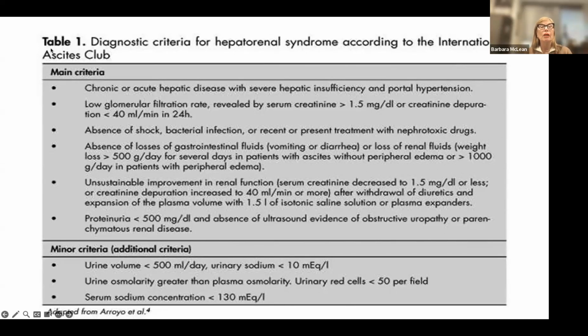But of course, very first, chronic or acute liver disease with severe hepatic insufficiency, and that most important point, portal hypertension. Now, that's associated with this secondary renal dysfunction with a very low GFR. You get that back on your chemistry, and a serum creatinine that is significantly elevated. And this is urine creatinine collection, 24 hours, which we rarely do anymore. We really just look at serum creatinine and GFR.